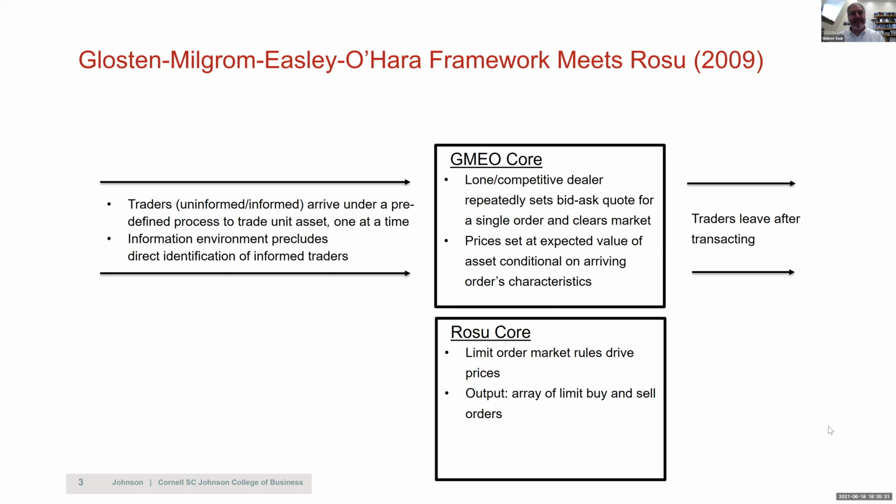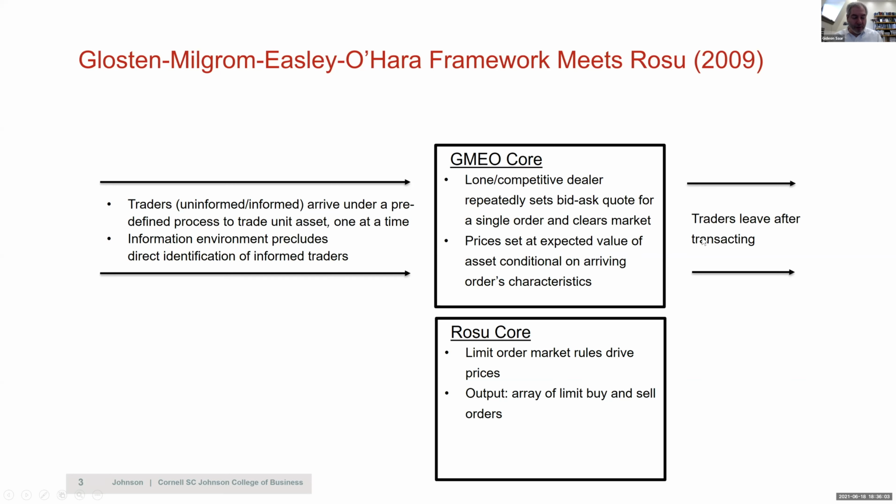And when I say that it's Glosten-Milgrom-O'Hara meets Rosu, I mean that we are taking all the information environment from the Glosten-Milgrom-O'Hara framework. So traders, informed and uninformed, arrive under predefined exogenous processes to trade 1 unit of the asset, 1 at a time. The information environment precludes identification of the informed traders. So uninformed traders need to learn from the order flow, right? And then traders leave the market after they transact.